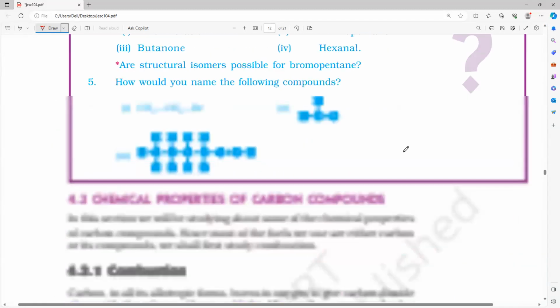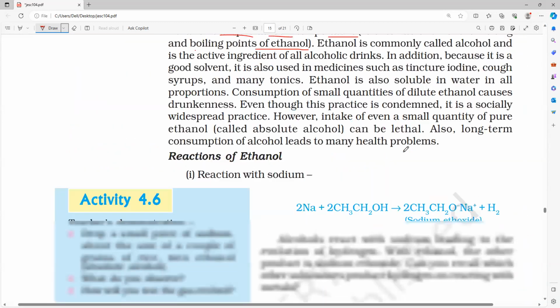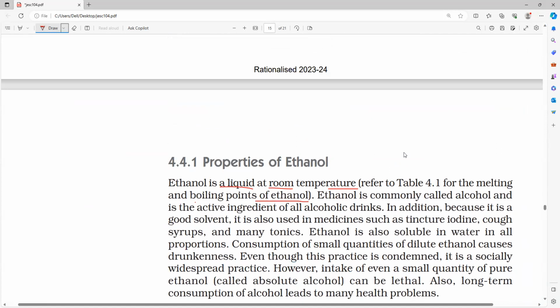Learn it. Now coming back to today's class, as we are studying the properties of ethanol, every word is very important. Just refer to 4.1. Ethanol is commonly called alcohol, and it is the active ingredient of all alcoholic drinks. Whatever we see in the market that people consume, whether vodka, rum, gin, wine, local alcohol or imported alcohol, doesn't matter.